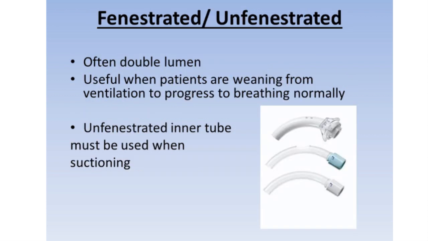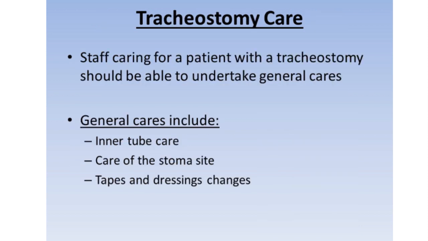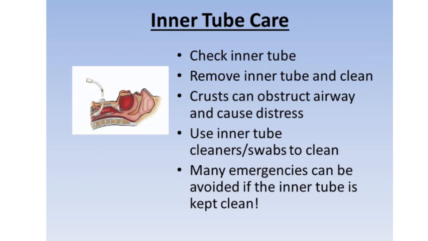Then we have fenestrated and unfenestrated tubes. They're often double lumen, and they're useful when patients are weaning from ventilation to progress to breathing normally. Unfenestrated inner tube must be used when suctioning. This prevents the suction catheter exiting through the fenestration and damaging the tracheal mucosa. So tracheostomy care. Staff caring for a patient with a tracheostomy should be able to undertake general cares. So general cares include inner tube care, care of the stoma site, tapes and dressing changes.